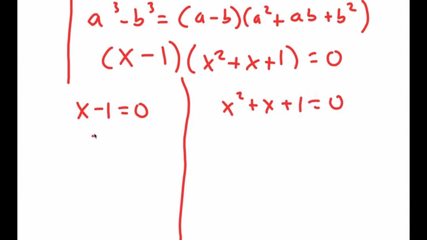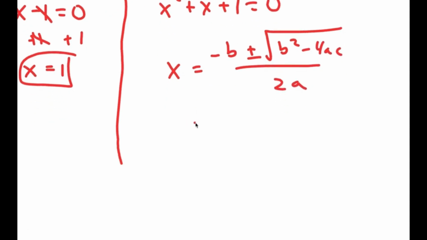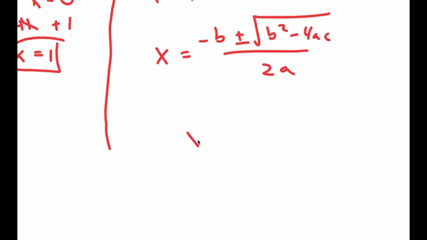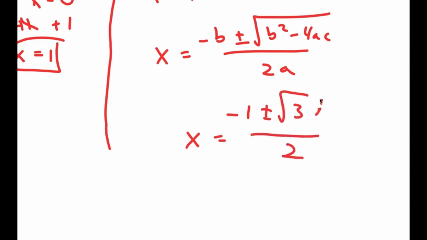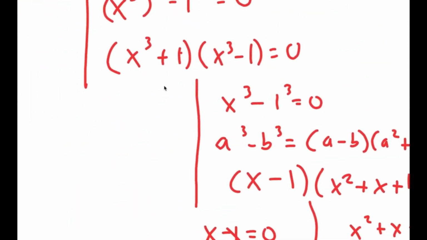So now I have x minus 1 equals 0 and x squared plus x plus 1 equals 0. For x minus 1 equals 0, all I have to do is add 1 on both sides, and I get x is equal to 1. And for x squared plus x plus 1 equals 0, I can use the quadratic formula. By using it, I get x is equal to negative 1 plus or minus the square root of 3i over 2. So these are two more solutions. And now we aren't done yet because we also have to solve these.